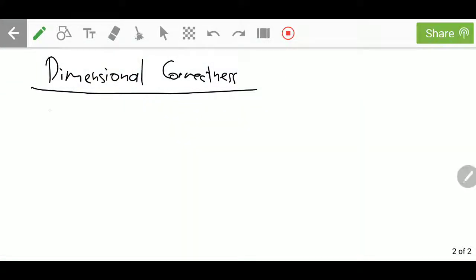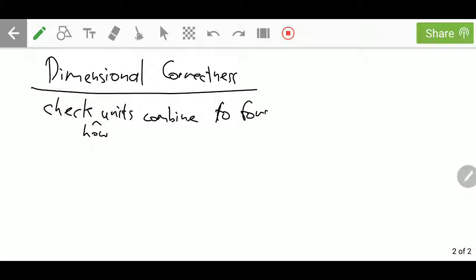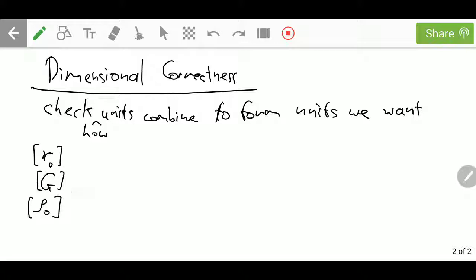Well, what we're literally going to do is check units, or check how units combine to form the units we want. So we see three parameters in this problem. R naught, and then we have the gravitational Newton's constant G, and then we have rho naught. Now, what are the dimensions of each of these? These brackets denote the dimensions of a particular quantity. So the dimensions of R naught are just length, which we write as L.